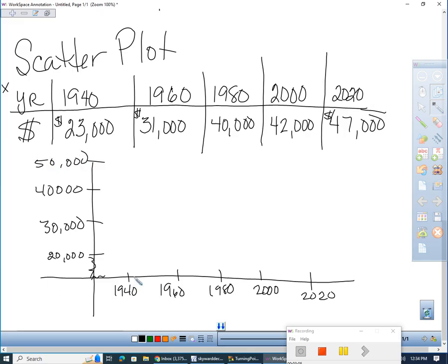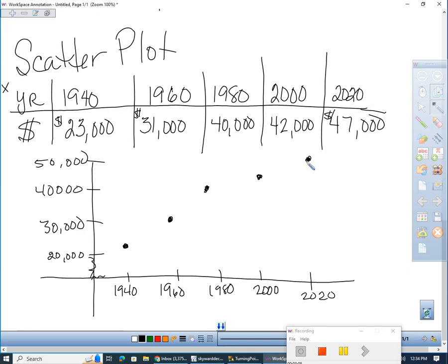So in 1940, there was 23,000. So right about there, approximately. In 1960, we had 31, so I'm going to go just above 30. In 1980, we had 40,000. In the year 2000, there was 42. In the year 2020, we had 47. All right, so first of all, what kind of correlation do we have going on here? Strong positive, I agree.